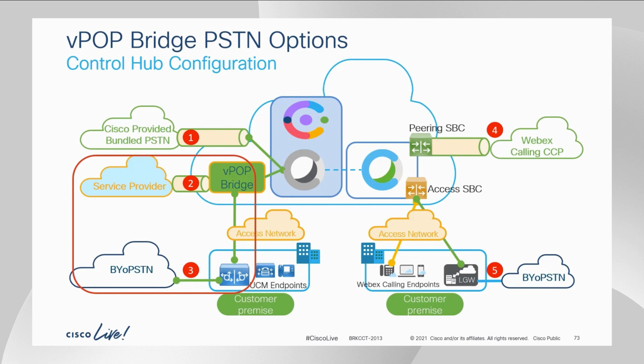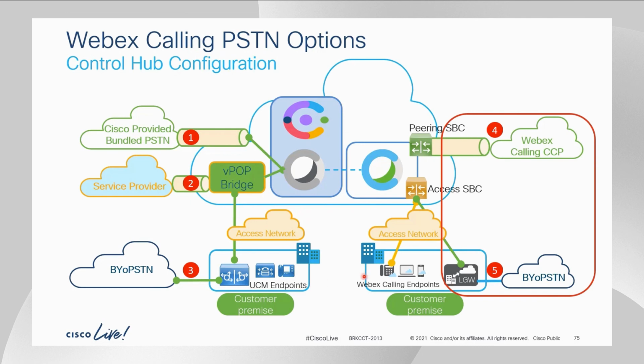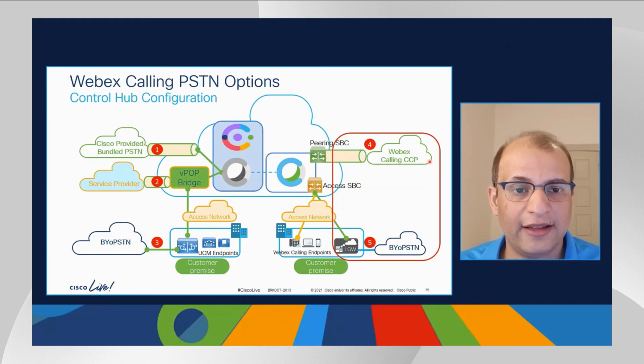Then, if you choose to utilize options 4 and 5 that rely on Webex Calling, you can select over here. And once you come over here, you get access to options 4 and 5. Option 4 being Webex Calling's cloud connected PSTN provider, or bring your own PSTN with the local gateway option.